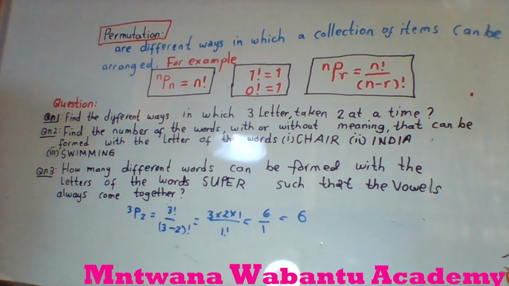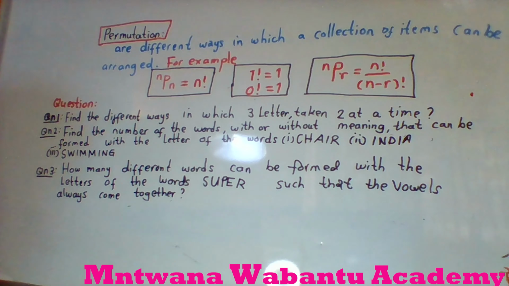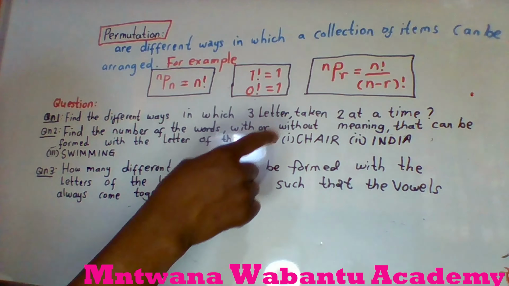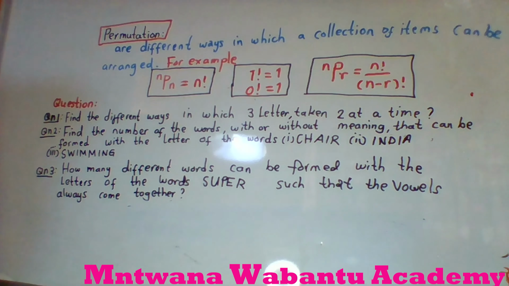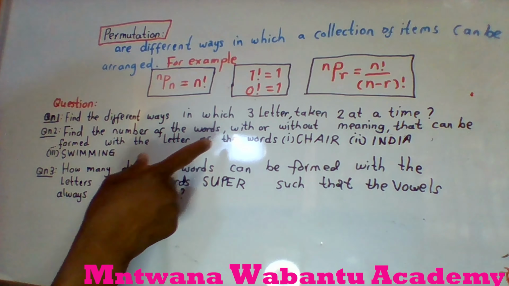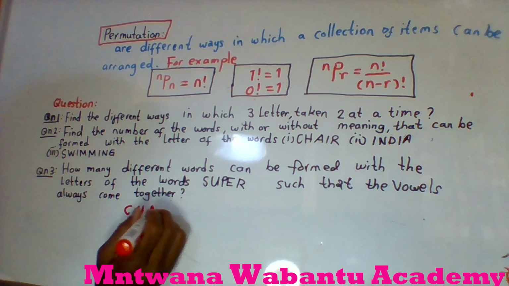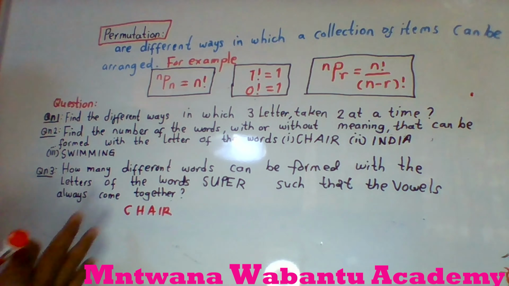So now we go for the second question. They say find the number of words, with or without meaning, that can be formed. We take a word, and it doesn't matter whether it has a meaning or a proper meaning. That can be formed with the letters of the word chair. So we got chair here. So we want to see how many different ways you can arrange this chair.